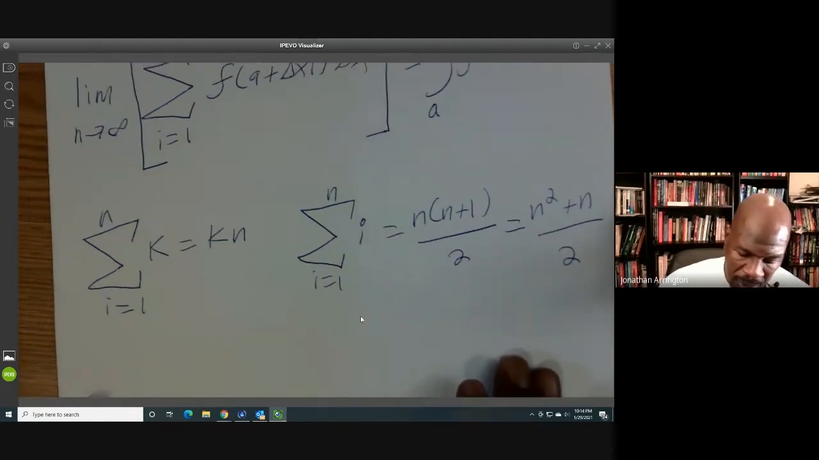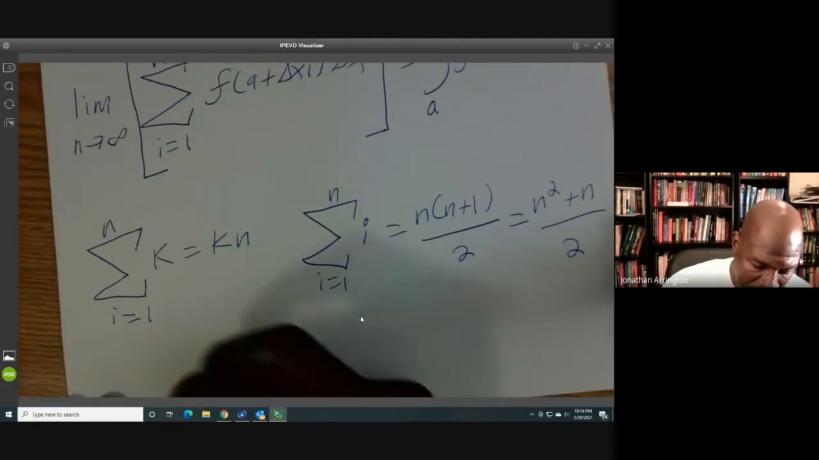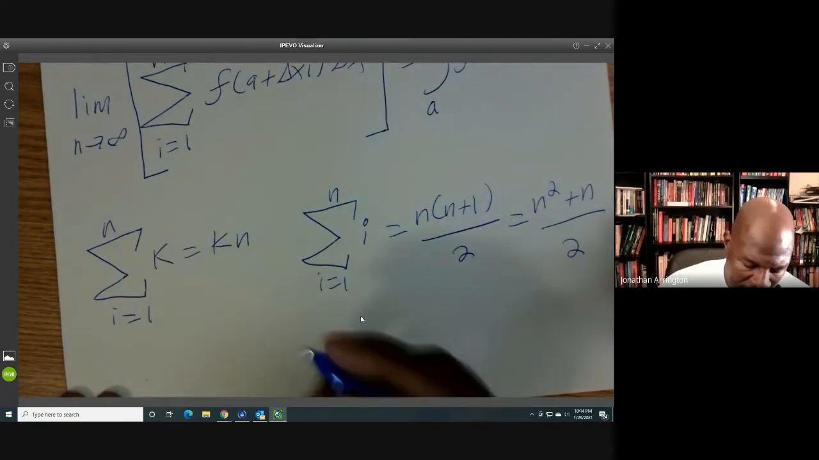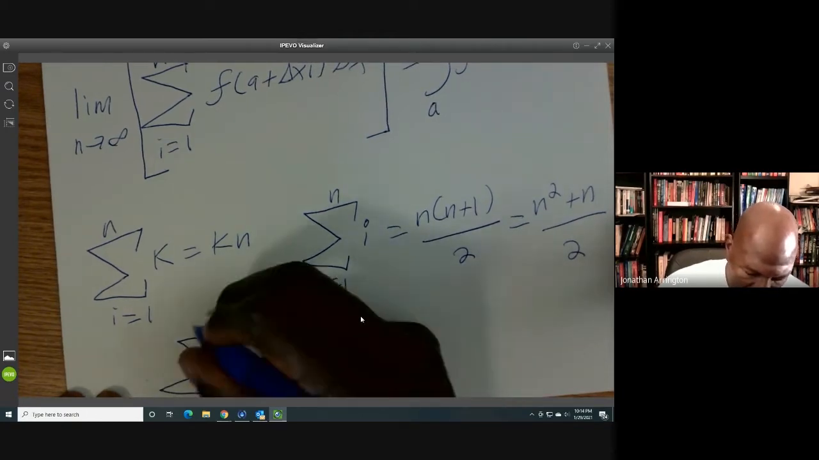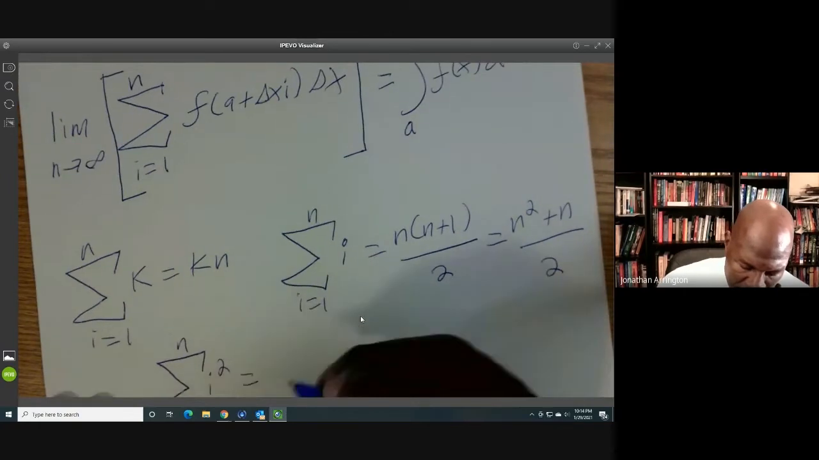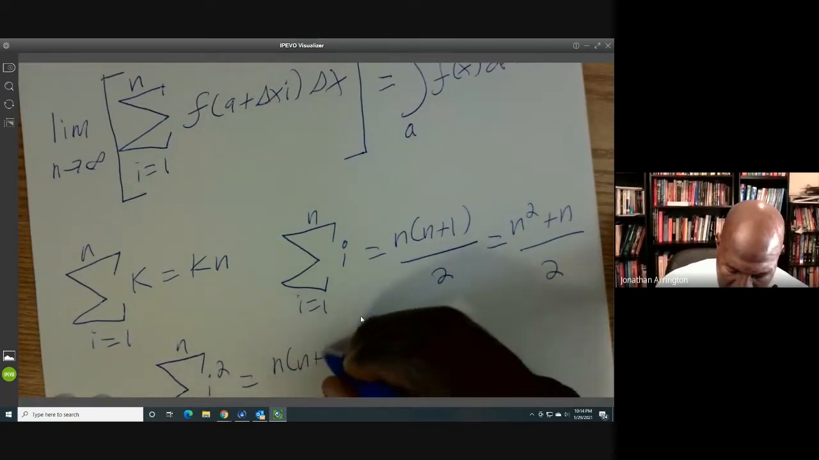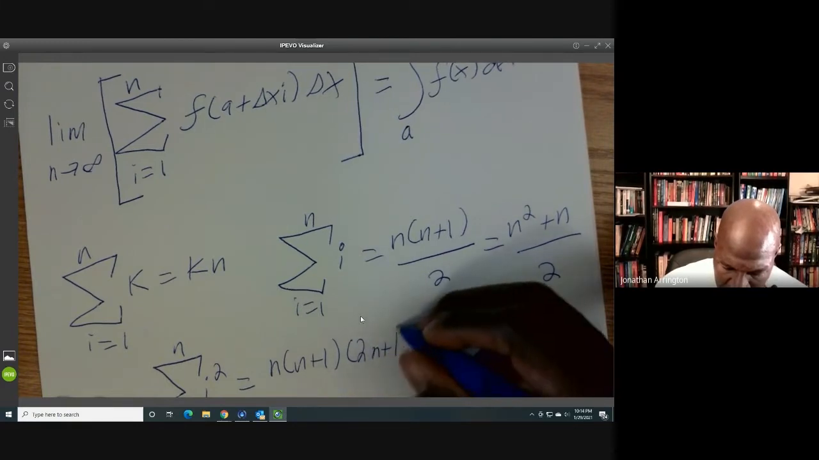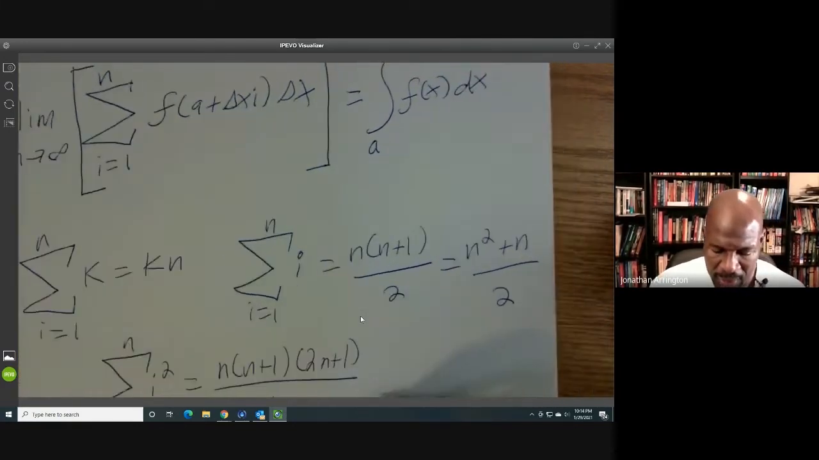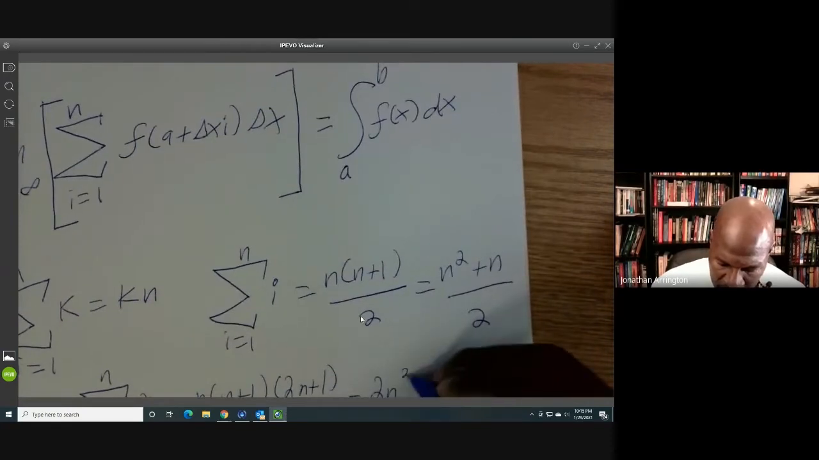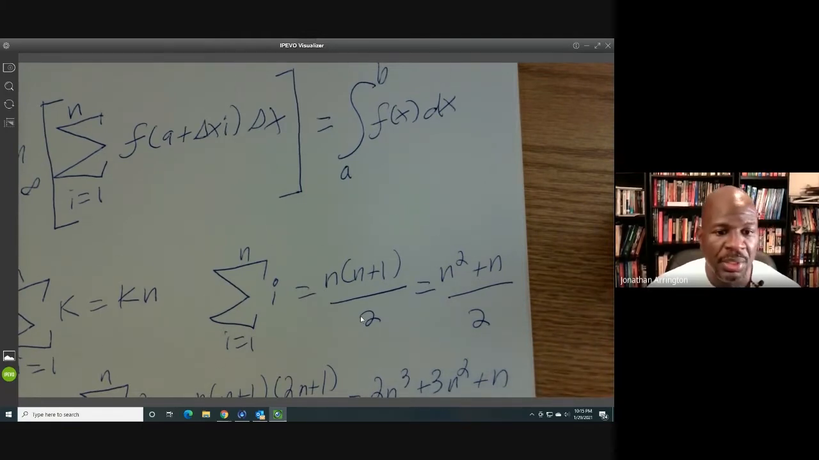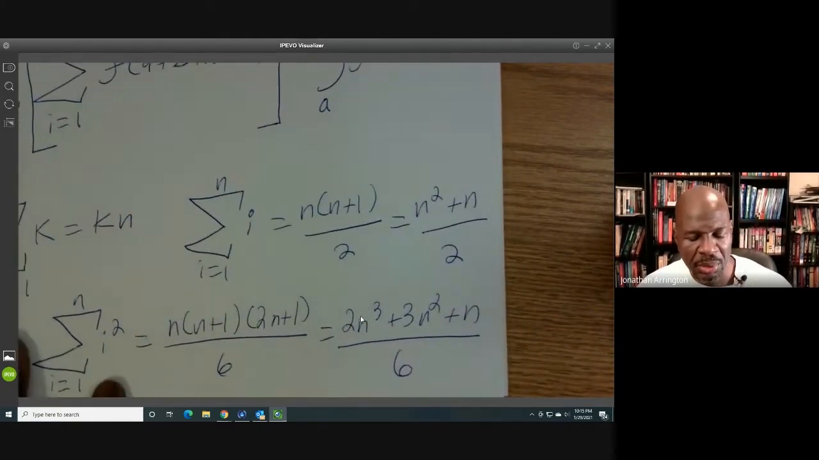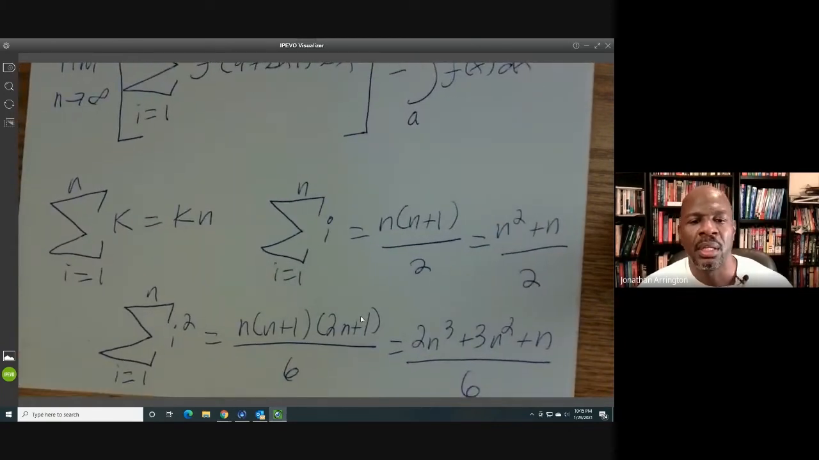And the last one we're going to use, and this one may not be so easy to figure out why it comes out the way it comes out, but again, I don't have time to explain. And this will be the summation as i goes from 1 to n of i squared, which is n times n plus 1 times 2n plus 1 all over 6, which is 2n cubed plus 3n squared plus n over 6. So those 3 summation rules, we're going to need those guys momentarily. So they're going to be of use for us.